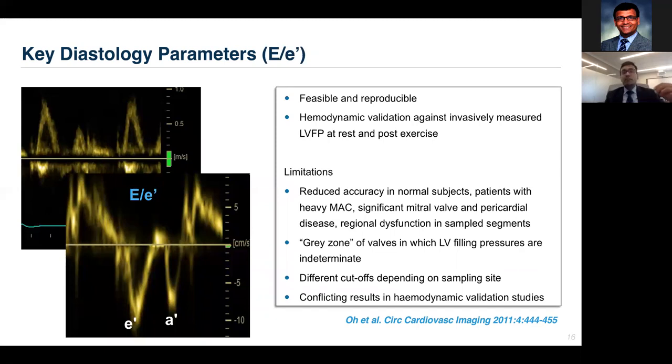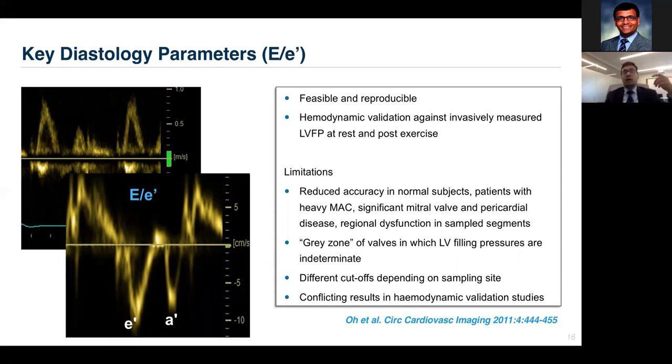The advantage of E prime is it's highly reproducible. And E prime has become very commonly practiced and is very reliable in clinical practice. From E prime and the E, you get this key parameter that is the E by E prime. And typically, E by E prime has a relationship with mean left atrial pressure.